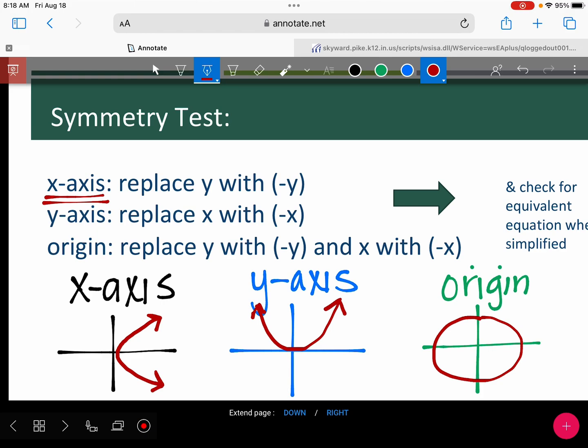So the easy way to do this, though, is if you answer yes for both of these, if it has x and y symmetry, that means that it automatically has origin symmetry. So that's kind of an easy way to do the symmetry test. So we don't necessarily even need to do this third test. So if we get a yes and a yes, it's going to be a yes here. If one of these is a no, it's an automatic no for origin.